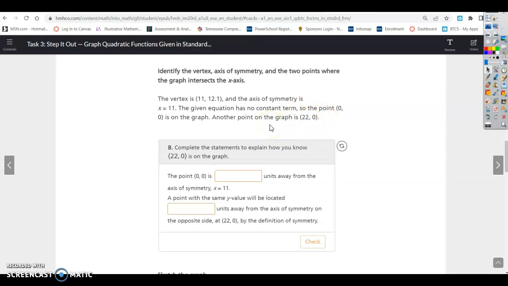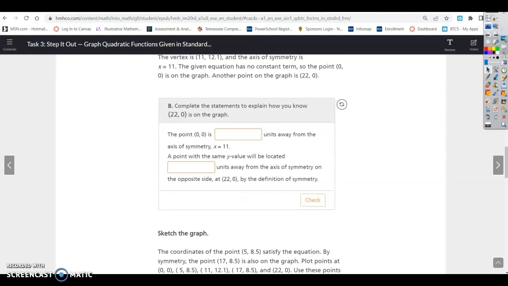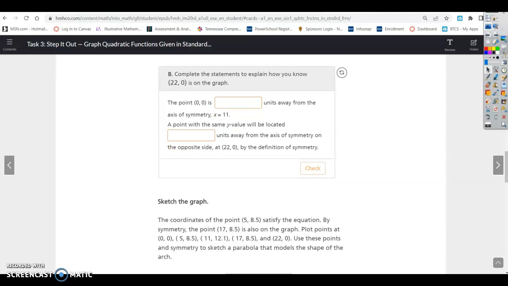So remember in the last task, it was talking about subtract b and add b, and that's really just an arbitrary point. So that's just going 11 units to the left and 11 units to the right, so that when we sketch the parabola, it is symmetric about the axis of symmetry.